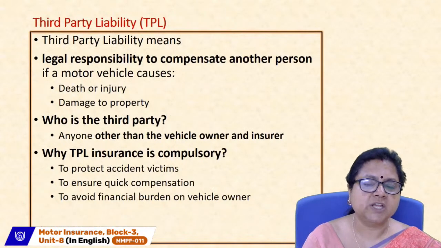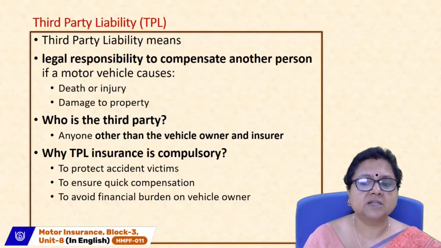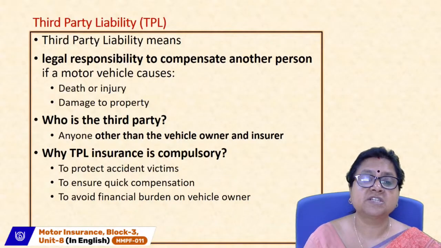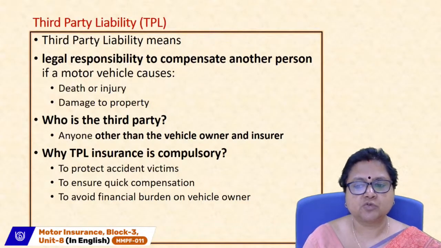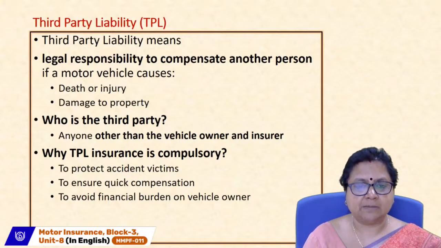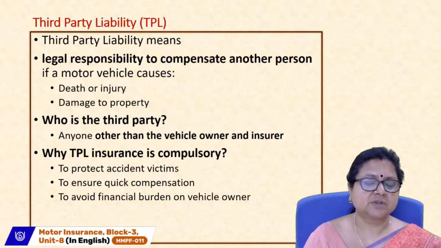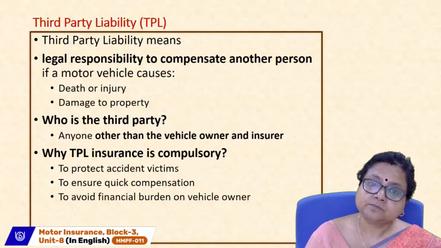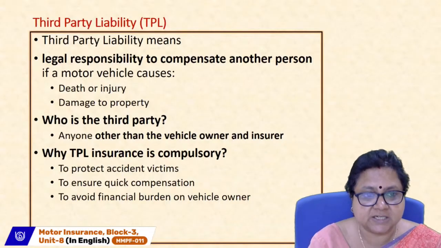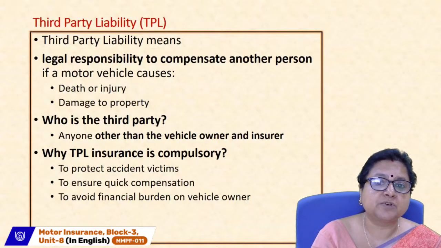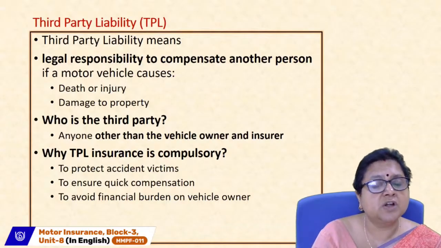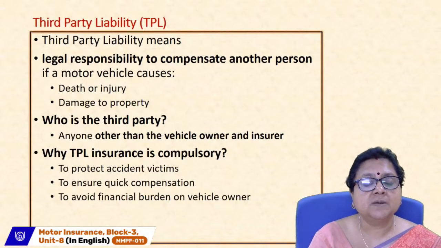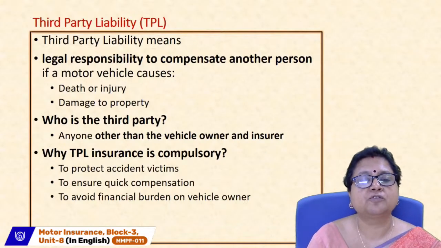Now we were discussing OD, the own damage. Similarly, the next dimension is the third party liability. We have understood that third party liability means legal responsibility to compensate another person if a motor vehicle causes death or injury or damage to property. So if a motor vehicle is causing damage to another person's life, suppose death is there, suppose injury is there, he might be paralytic, he might be disabled in the accident. In that case, it is the responsibility that that person should be compensated, because it was not his fault, it was the fault of the vehicle of one particular individual who has caused the damage to the personal property or the health of the other individual.